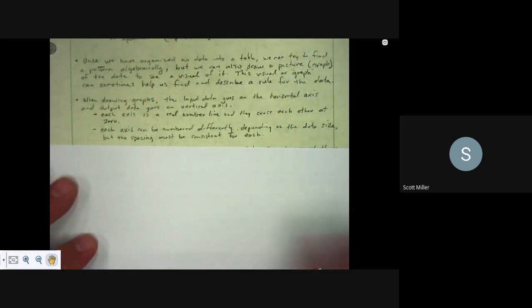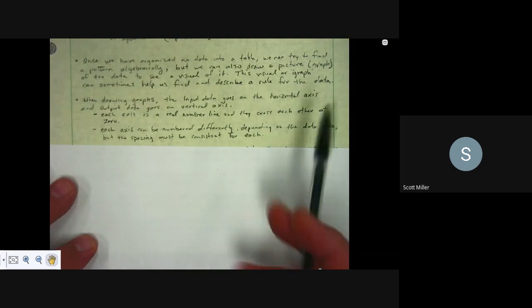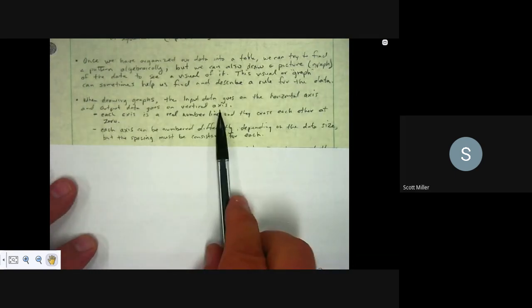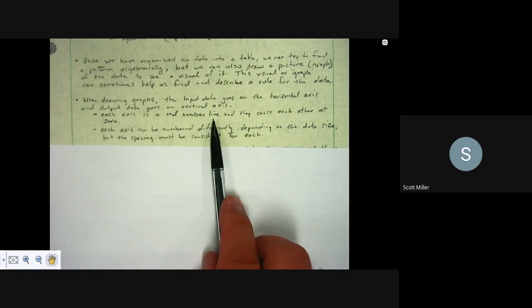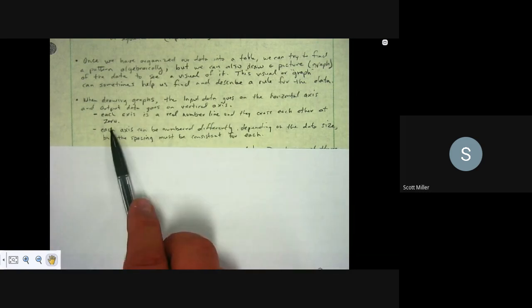When we draw graphs, the input data, and we'll talk about that here in just a minute, we usually do a 2-axis graph. We'll have a horizontal graph and a vertical graph. The input data goes on the horizontal, and the output data will go on the vertical. Each axis is a real number line, and they cross each other at 0.